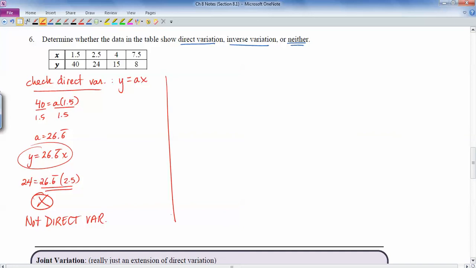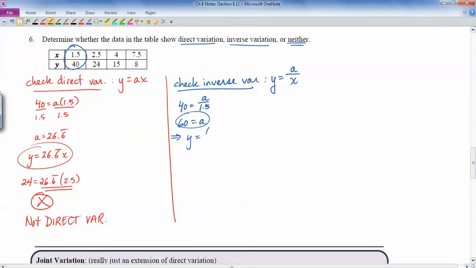Okay, so let's do inverse. In this one we're checking y equals a over x. If we try the first point right here, 40 equals a over 1.5, then a has to be 60. So then we've got the equation y has to be 60 over x for every single data point. So we're going to check, do those points work in y equals 60 over x? Well, we know it's got to work for the first one because I just checked it.